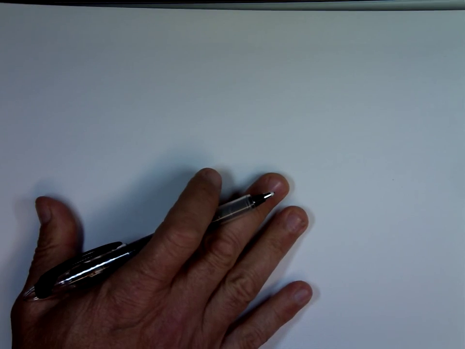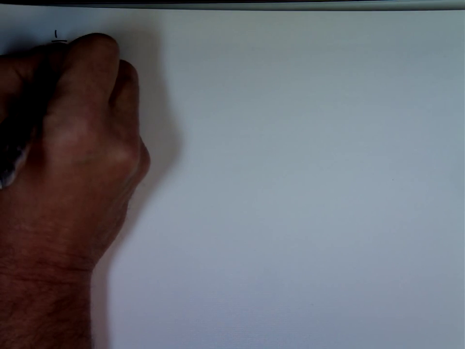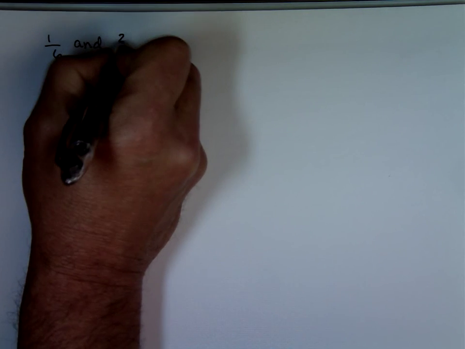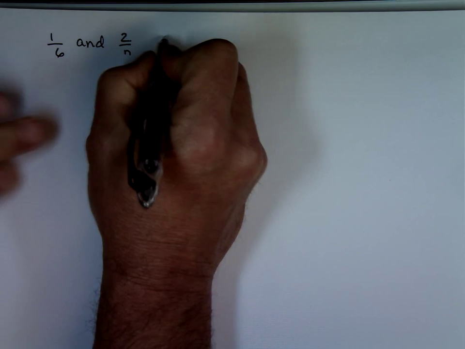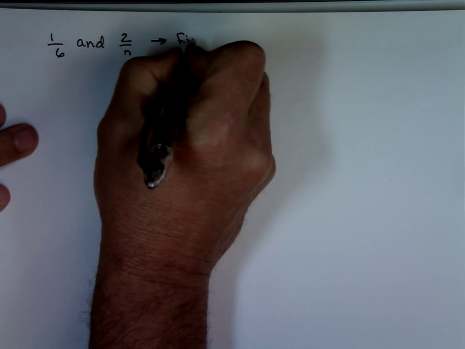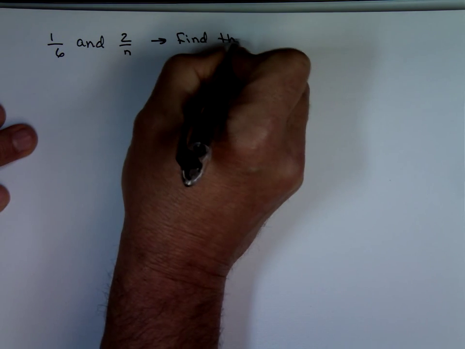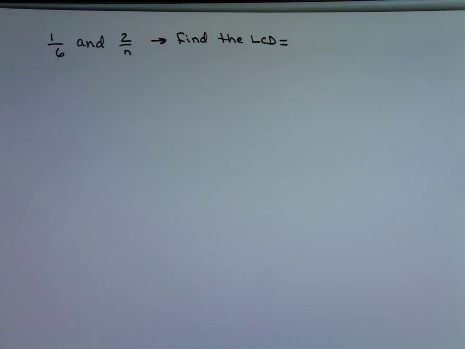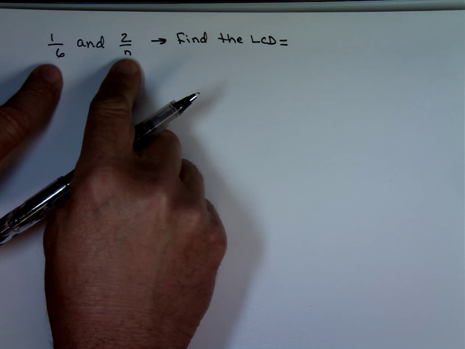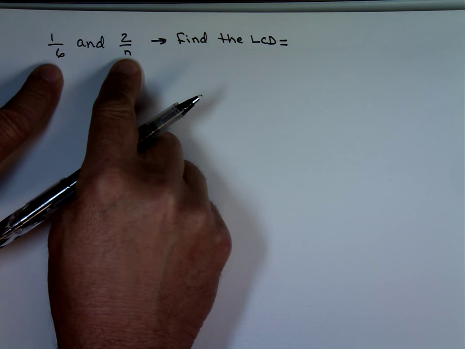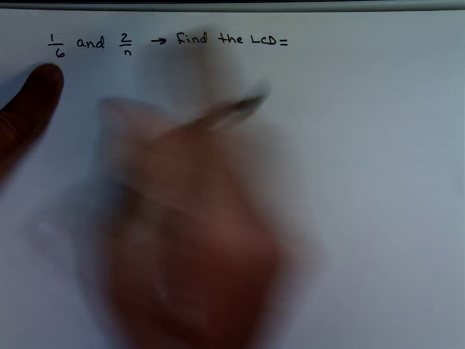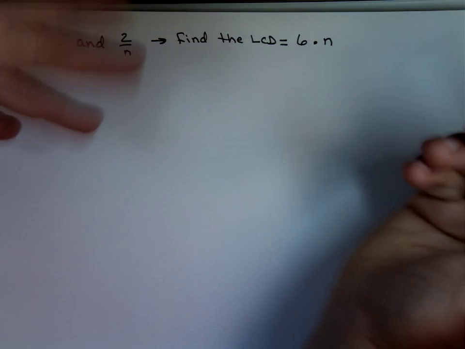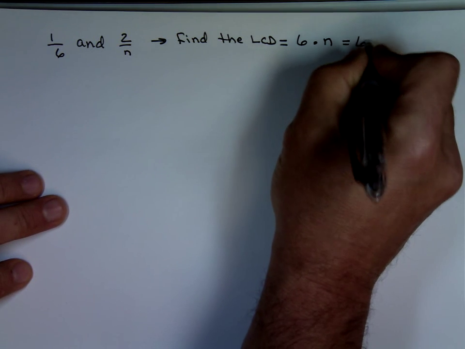So if I have 1 over 6 and 2 over n, I said find the LCD. Well, we know it's the multiplication of all the different factors. Look at the two things in the bottom, the 6 and the n. They are different, so you multiply them and your answer is 6n. It's the product of these two.